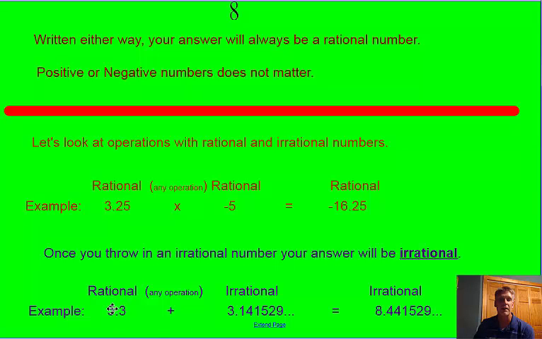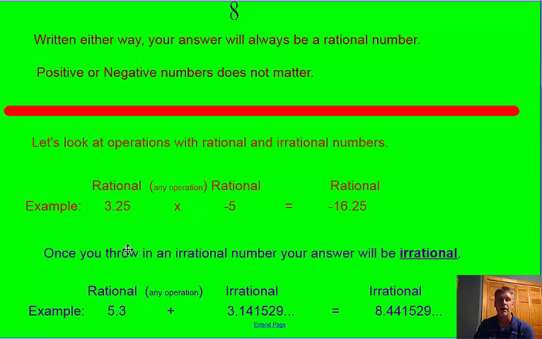For example, if I take 5.3, that's a rational. I use plus. You can use any operation. If I add 3.141529... keeps on going. If I add that, I'm going to get 8.441529... keeps on going. That's an irrational number. So again, anytime I throw in an irrational, my answer is going to be an irrational number.